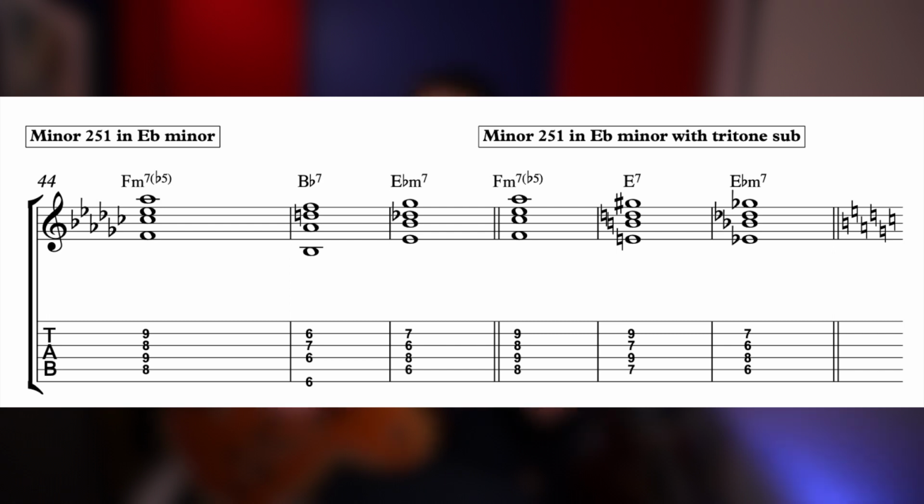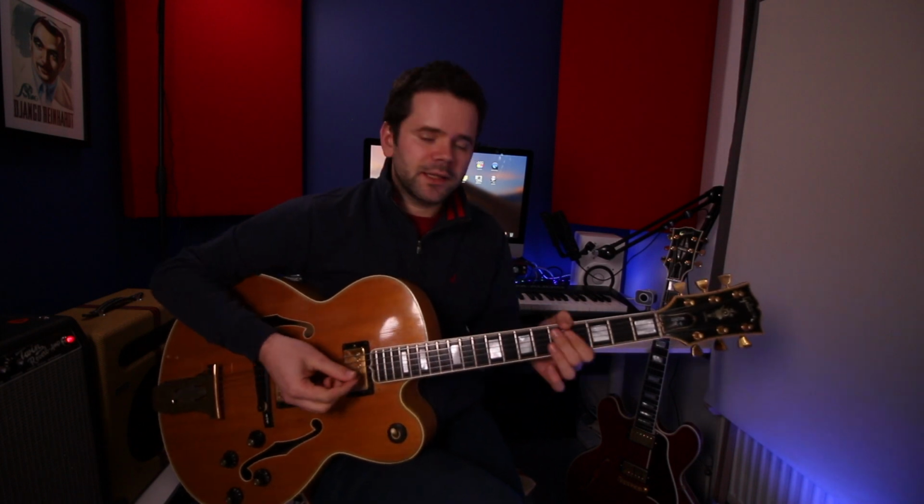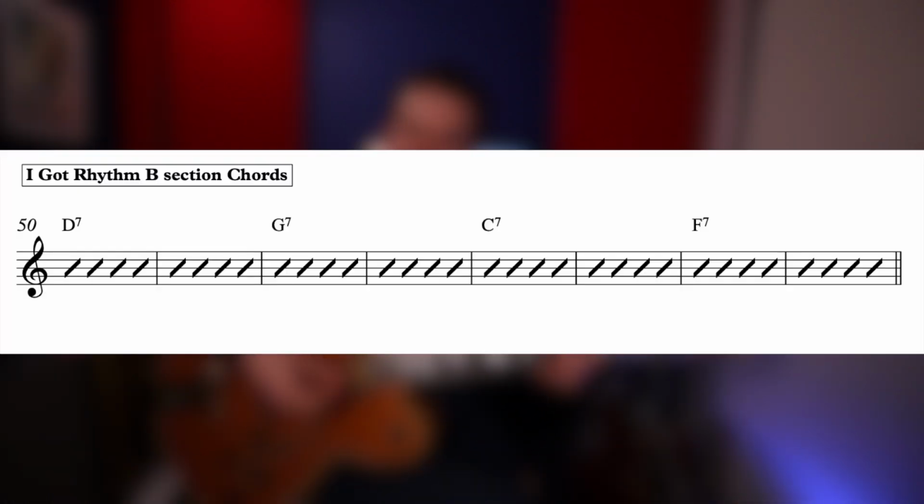So what we're going to do is get rid of the B flat 7 and put an E there, E7. So we'd have F minor 7 flat 5, E7 into E flat minor. So we've got major 2-5-1s, minor 2-5-1s. Another common place is on the rhythm changes B section. So take the B section of I Got Rhythm: D7 2 bars, G7 2 bars, C7 2 bars, F7 2 bars.